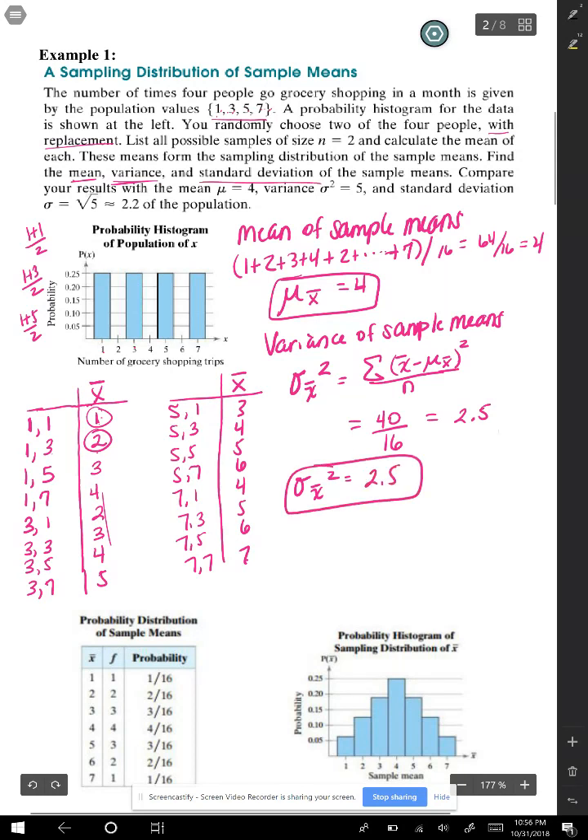And then the last one is the standard deviation of the sample means. And that one's easy because we've already done all the work.